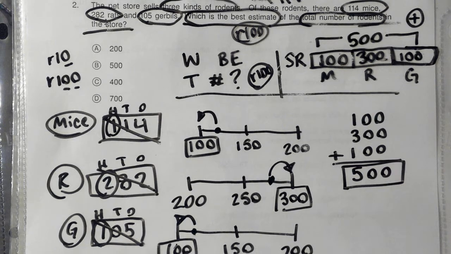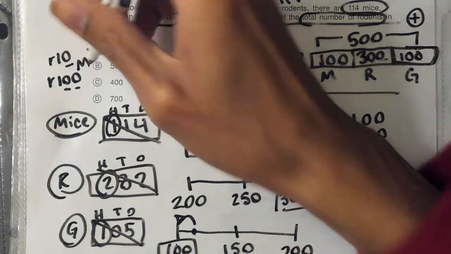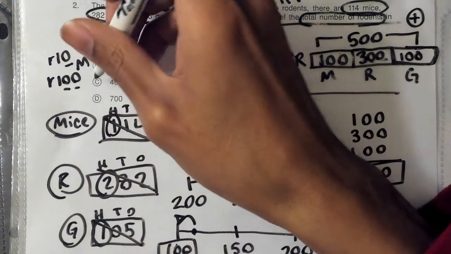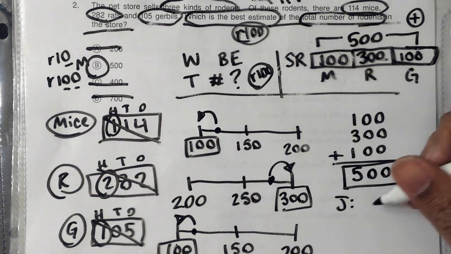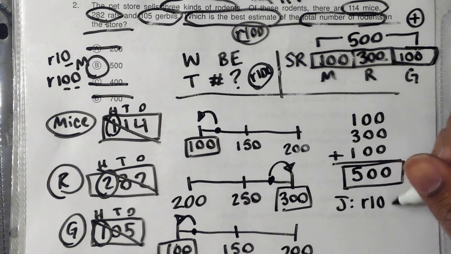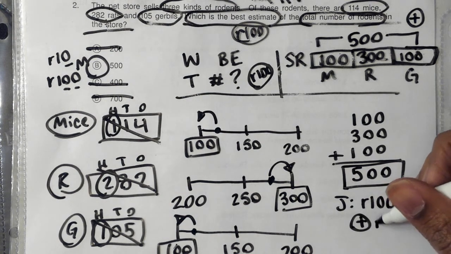And now I can find my answer. It's not A, could be B, not C, not D. So my answer here is B, and I can justify by saying that I rounded to the nearest 100, and then I added all of the rodents.